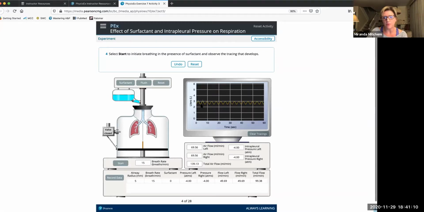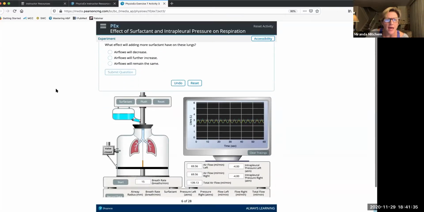Oh, yep, already we can see the difference. Notice that the blue line, the blue dotted line, is higher. Its maximum height is more when surfactant is added. We're not seeing a decrease on the lower end of the tidal volume, just on the top end, if you will.